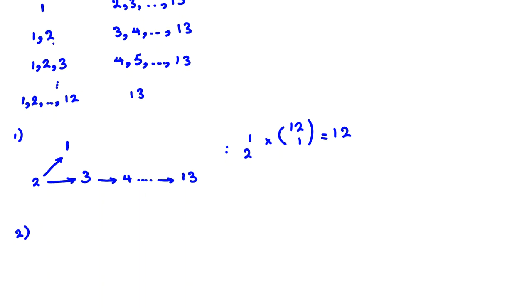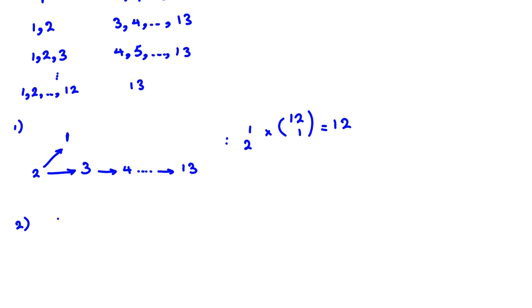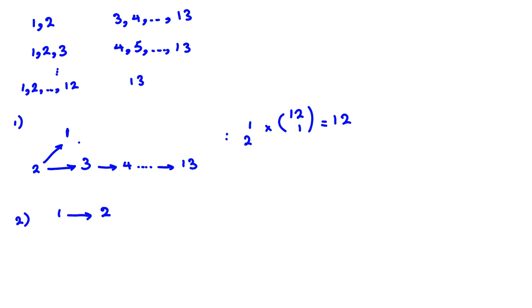Second case, suppose first pass is 1, 2. So 1 is before 2. Second pass is what? 3 to 13. So 3 is before 4, 4 is before 5 to 13. Because 3 is not in the first pass, we understand that 2 is before 3 or 3 is before 2. Pause the video and try to find the answer. 3 is before 2. Because if 2 is before 3, then we have one pass. So 3 is before 2.